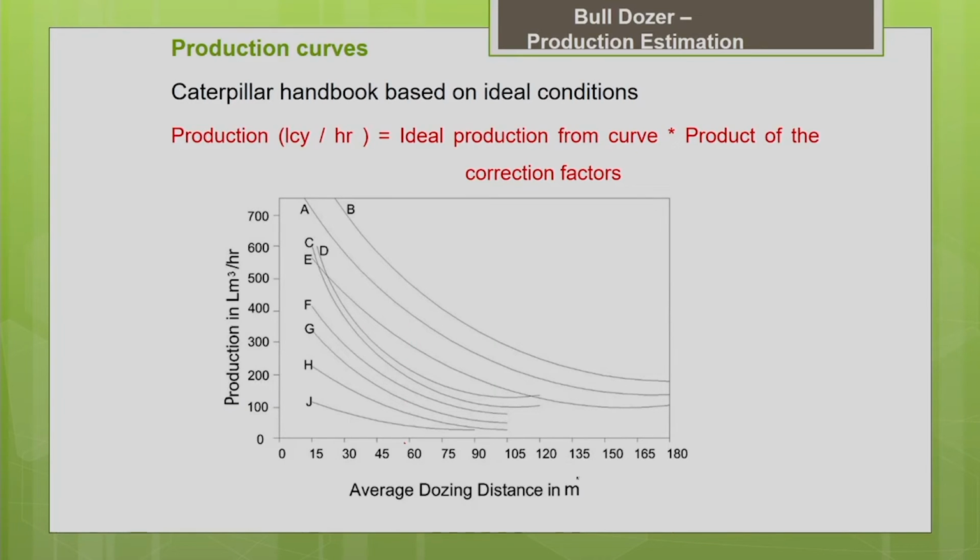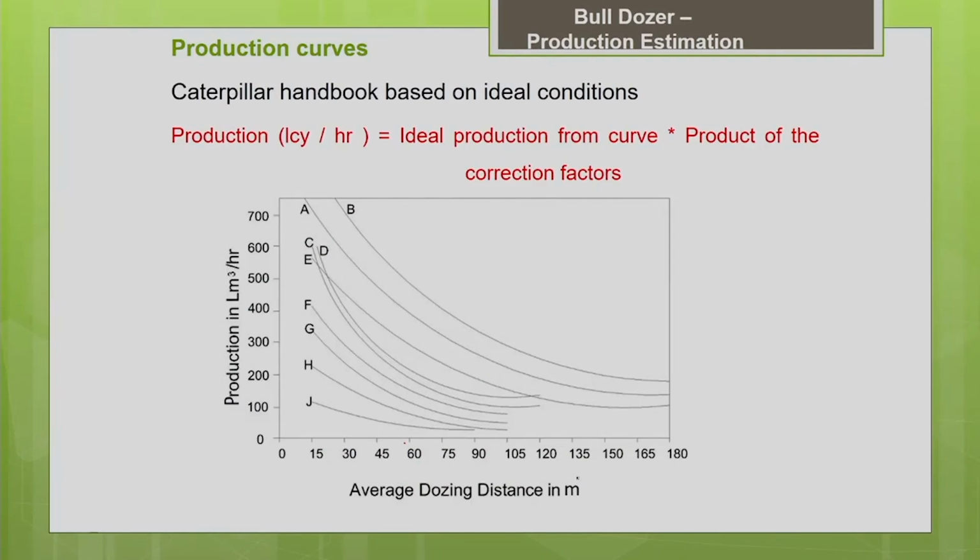These curves are just sample curves. The actual curves you are supposed to get from the equipment handbook. I am just showing some trend of the variation of the productivity with the dozing distance. It just shows an approximate representation. The actual values you can get from the equipment handbook. Corresponding to 60 meter dozing distance, you have to take the productivity for the actual model, and you will get it in loose meter cube per hour.